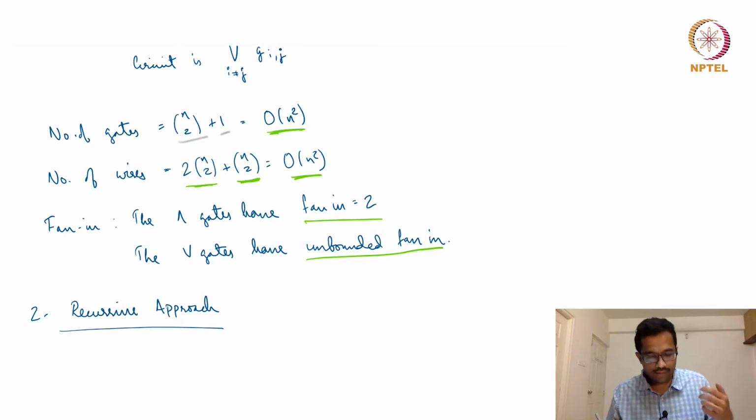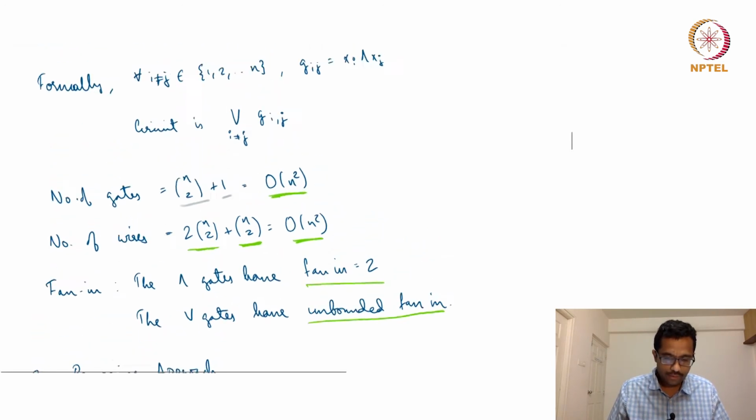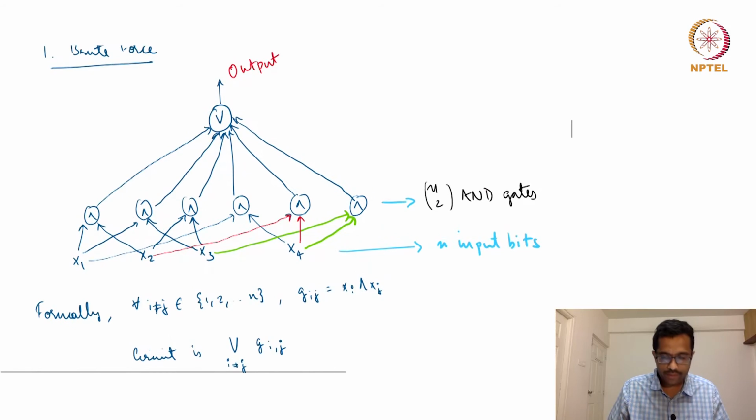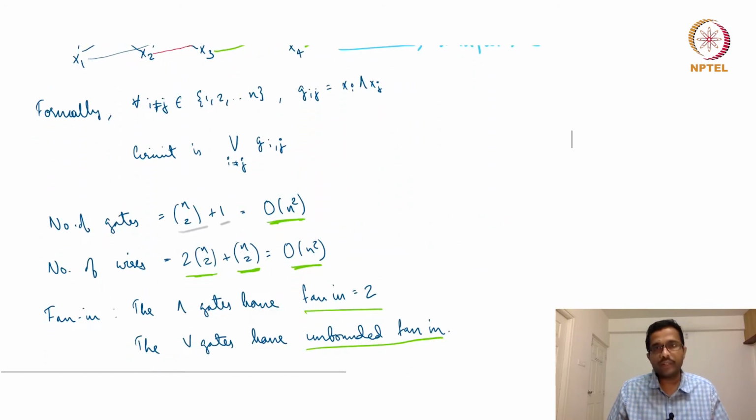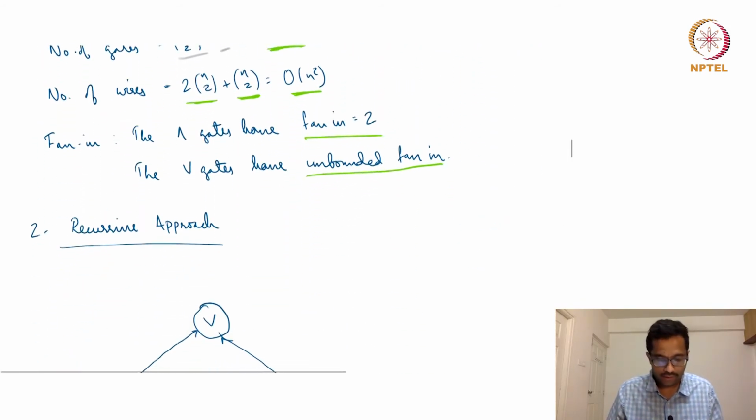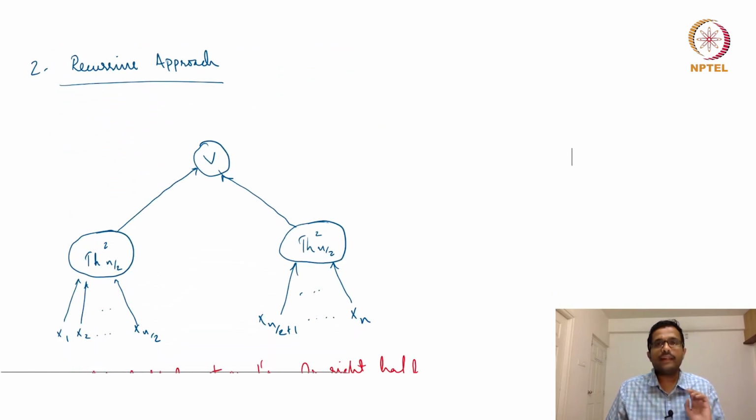And in circuits, as you may have imagined already, it is desirable to bring down each of these parameters: gates, wires, fan in. It's better to have smaller of each of these. These are all resources and we want to be economical in using them. So we saw the brute force approach, which uses order n squared gates, n squared wires and unbounded fan in. Now let us consider another approach, which we will call the recursive approach.